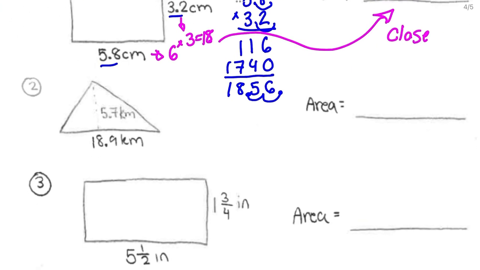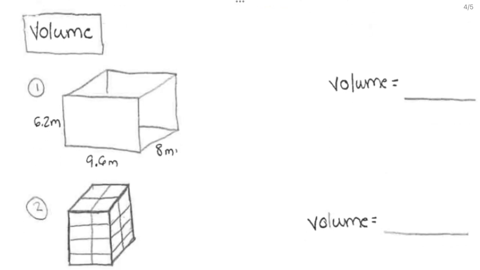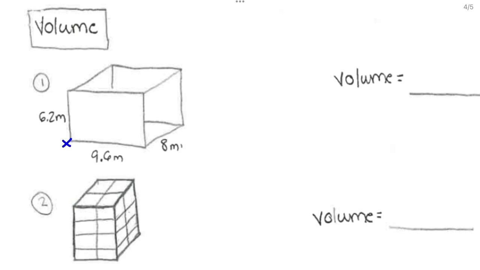Now, let's look at the triangle. It's going to have the formula 18.9 times 5.7 divided by 2. If I round it, 20 times 5 is 100. 100 divided by 2 is 50. That's going to be pretty close. Now, you're actually going to have to work that one out because we're going to go on to volume.